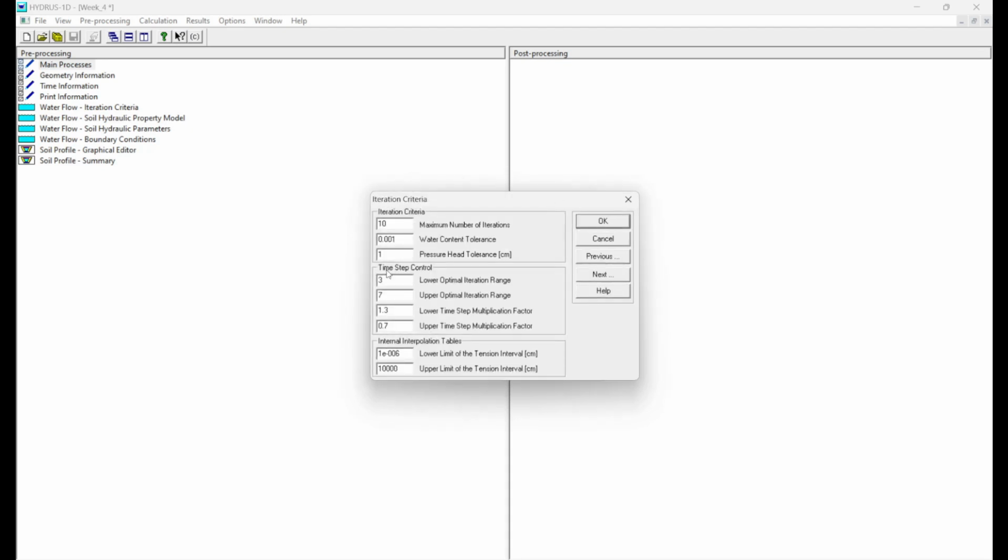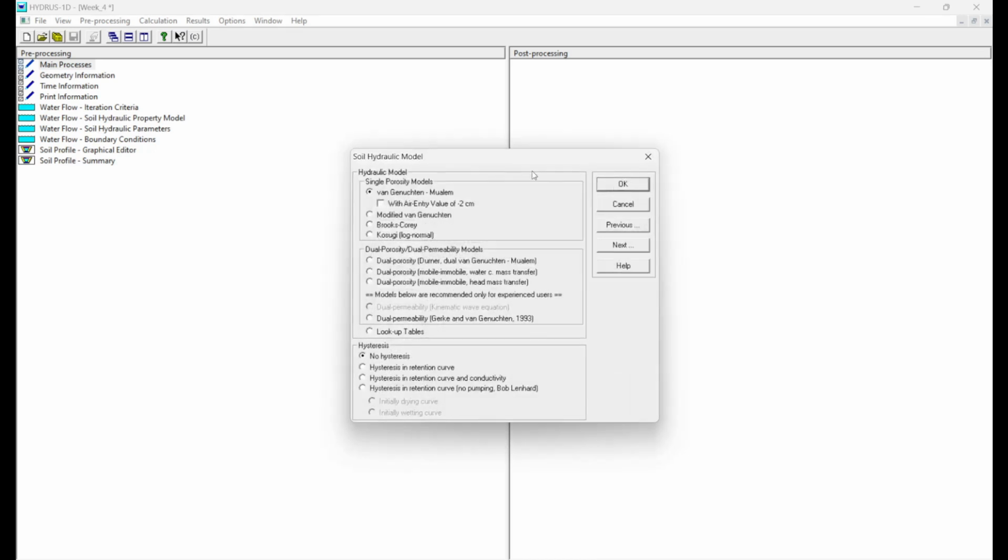And if we click next, then we come to the iteration criteria. So in the iteration criteria, we are required to fill in the information regarding the iteration or the calculation procedure that will take place. So the maximum number of iterations we need to provide. Okay. And the water content, etc. These are values which we need to provide. So we can increase the maximum number of iterations so that it will run to converge on a more optimal point. And water content tolerance, pressure head tolerance, etc. You can provide here. Lower limit of tension interval, upper limit of tension interval. These are all values you can play with to obtain better results.